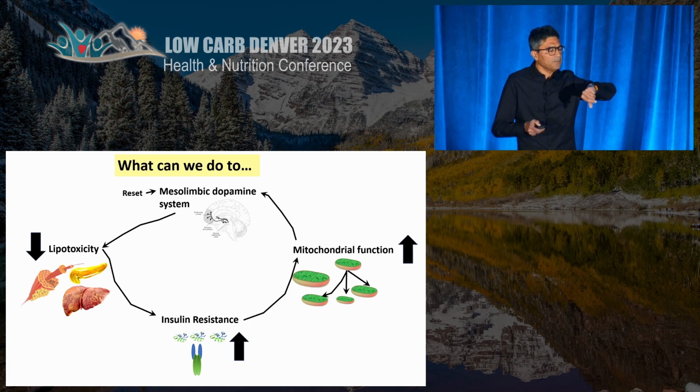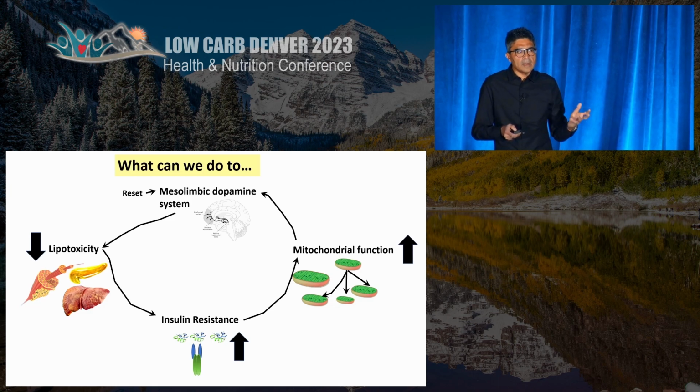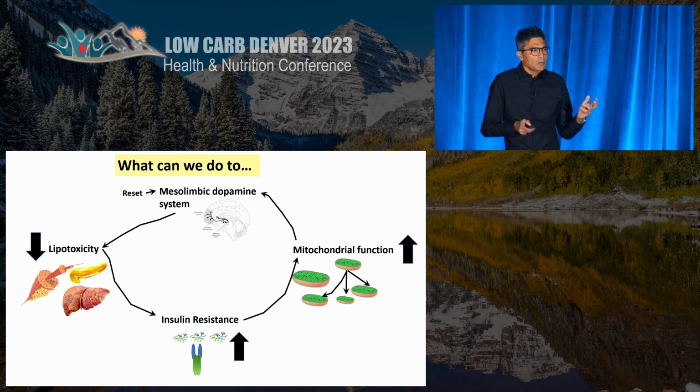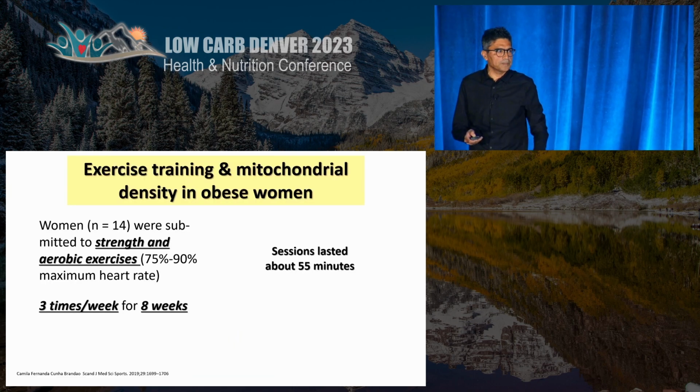So in the last few minutes, I'm going to talk about what we can do to improve this. We're going to talk about how we can reset the mesolimbic dopamine system so that we can reduce consumption, improve lipotoxicity, reduce insulin resistance, and improve mitochondrial function.